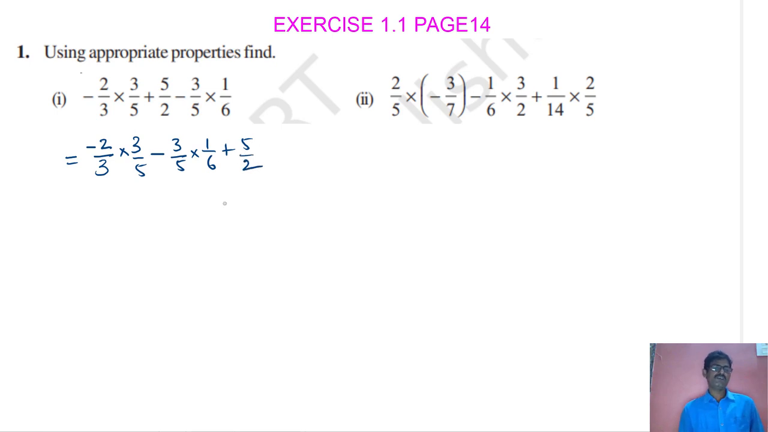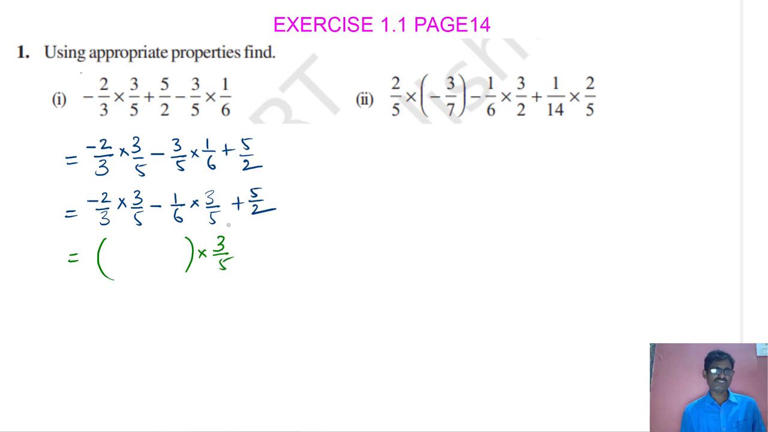How we wrote this? By regrouping. This is equal to negative 2 by 3 times 3 by 5 minus, use commutative property under multiplication. We can write 3 by 5 times 1 by 6 as 1 by 6 times 3 by 5 plus 5 by 2. Now if you observe these values, here 3 by 5 and 3 by 5 we have. We can take common. That means we can use distributive property. This is equal to, we can write like this, times 3 by 5. If you take 3 by 5 as common, so 3 by 5 has gone to common.